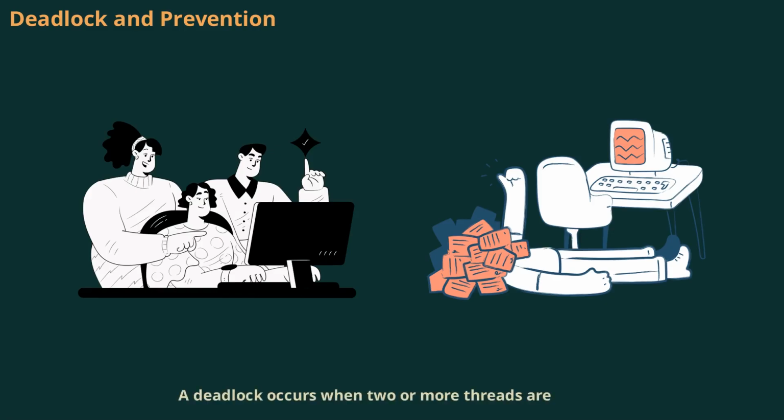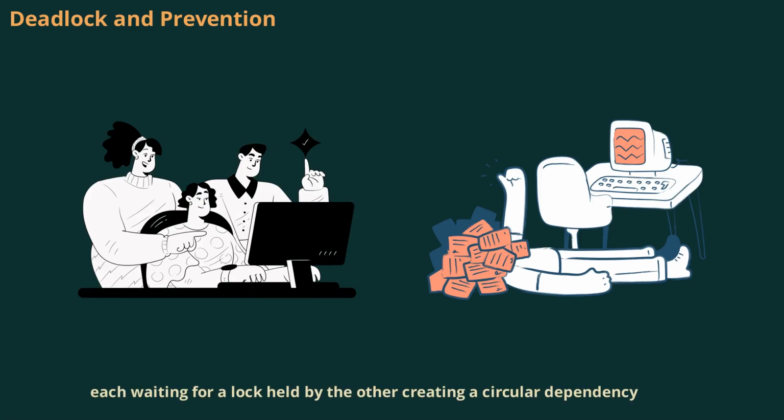A deadlock occurs when two or more threads are each waiting for a lock held by the other, creating a circular dependency. Prevent deadlocks by always acquiring locks in a consistent order, using timeout-based locking, minimizing synchronized blocks, and leveraging higher-level concurrency utilities.